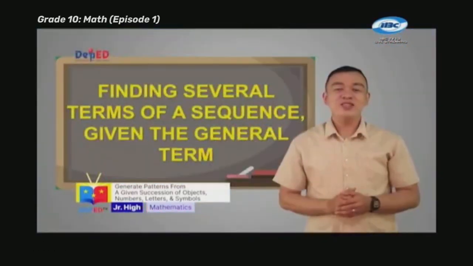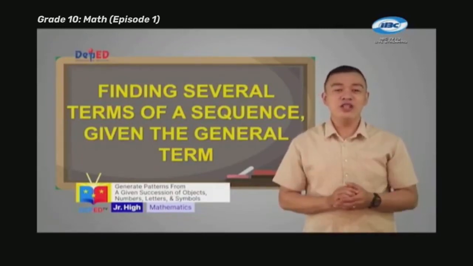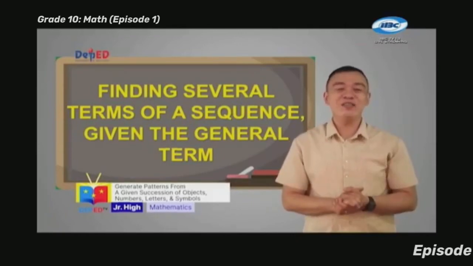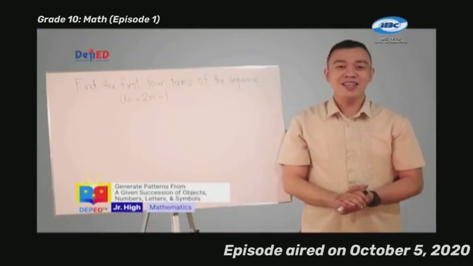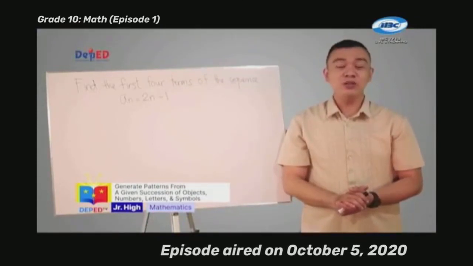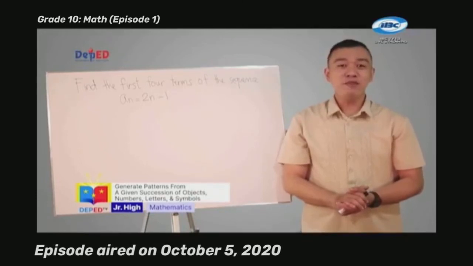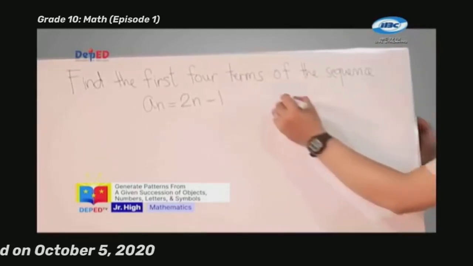nth term. Now, let's try finding several terms of a sequence given the general term. Are you ready? Let's start with the first example. Find the first 4 terms of the sequence a sub n is equal to 2n minus 1. To find the first term, we will let n be equal to 1.